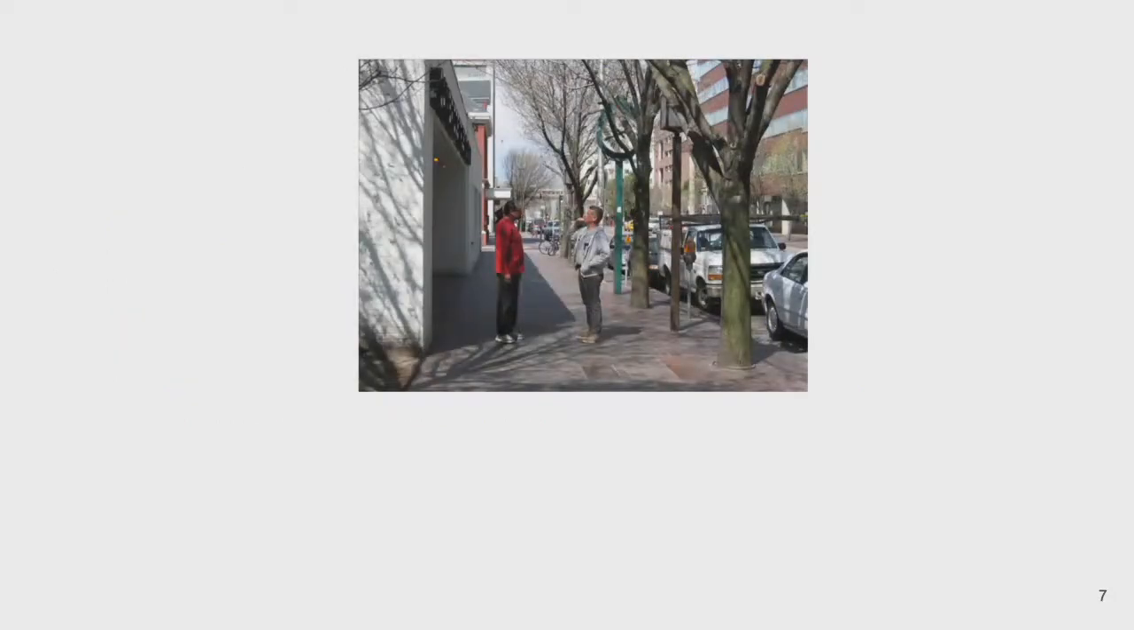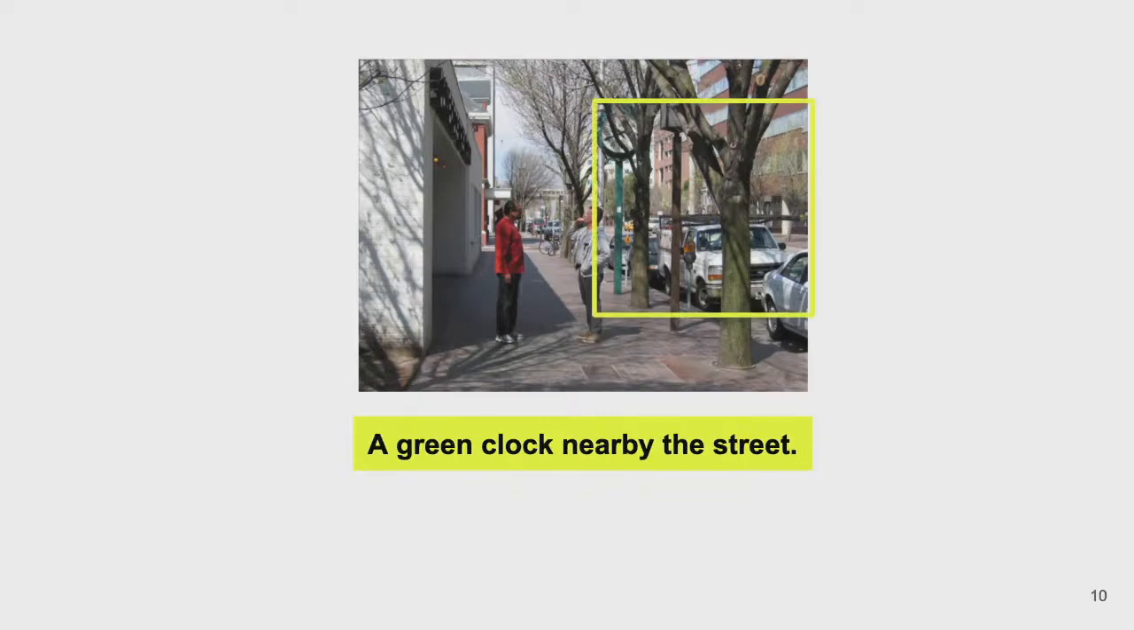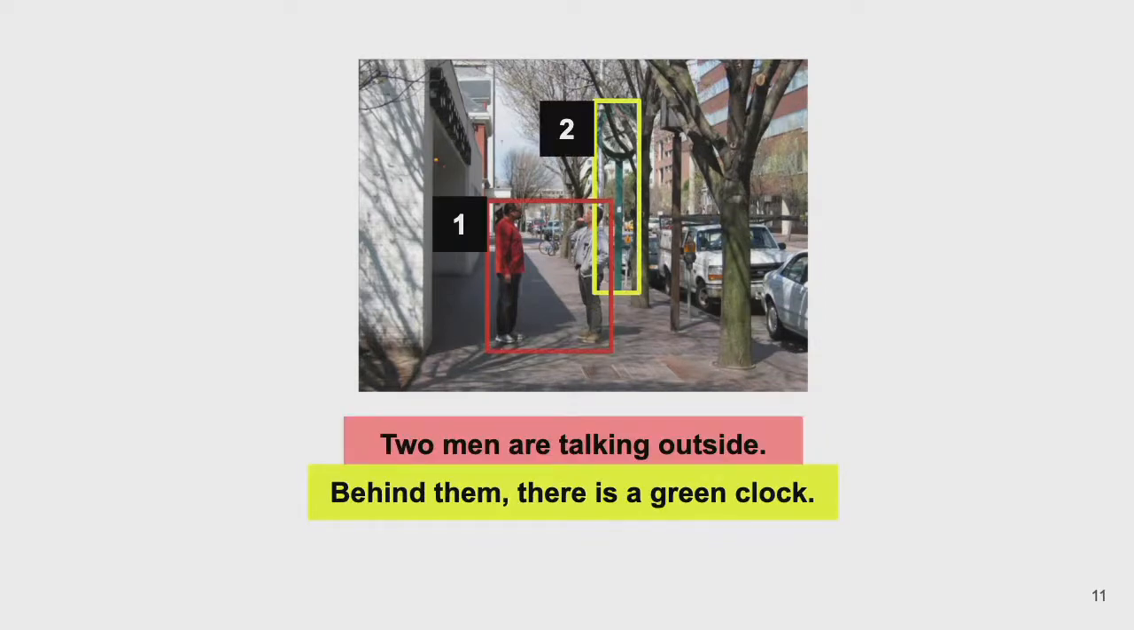Right, so just to be clear what the task is: image captioning, I guess you know. Given an image, say what's in the image. Visual question answering, you can ask about anything. What color is the clock? Is it green? What color is this car? Is it white? And so on. For controllable image captioning, you can draw a box here and it should say a green clock nearby the street. We can have a sequence of boxes. And yeah, two men are talking outside, behind them there's a green clock. Okay, are the tasks clear to everyone?